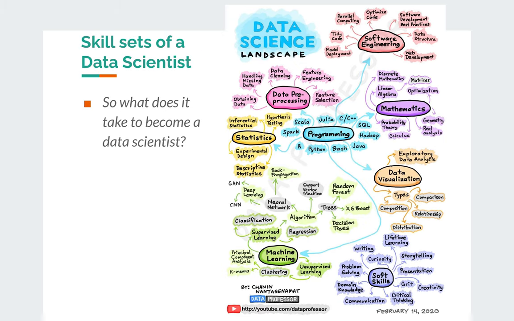So you might be wondering, what are the skill sets required to become a data scientist? So I created this infographic, and I call it the Data Science Landscape. And I released it on February 14 of last year, 2020. It shows that the skill sets you need to become a data scientist include programming, statistics, data pre-processing, software engineering, mathematics, data visualization, machine learning, and also, very important, soft skills. All of this was obtained by analyzing LinkedIn profiles. As you might already know, LinkedIn is a social network platform, similar to Facebook, but for working professionals to network and to find a job.